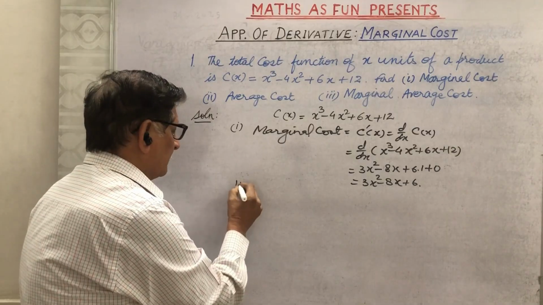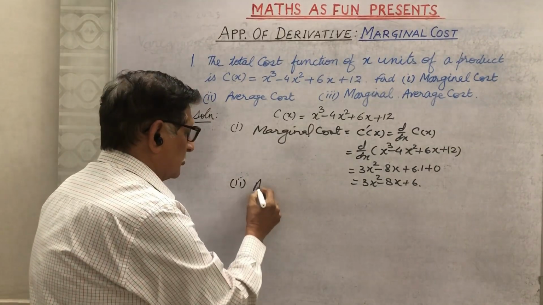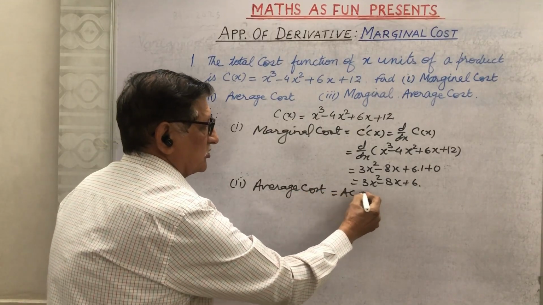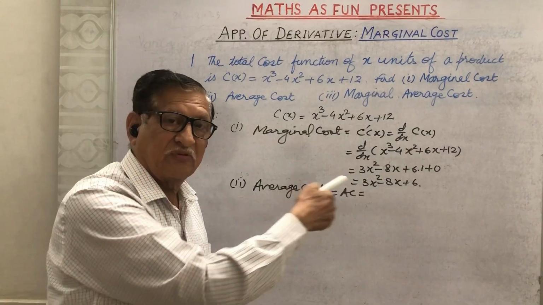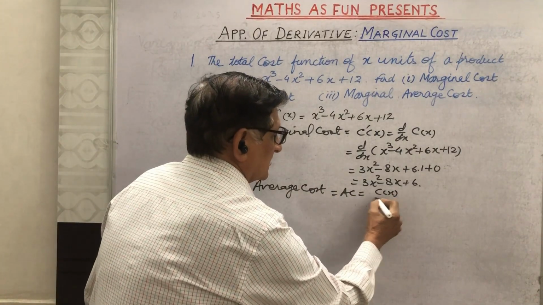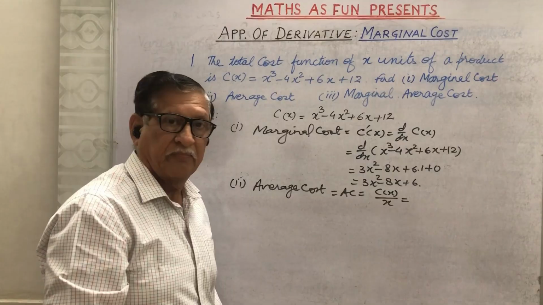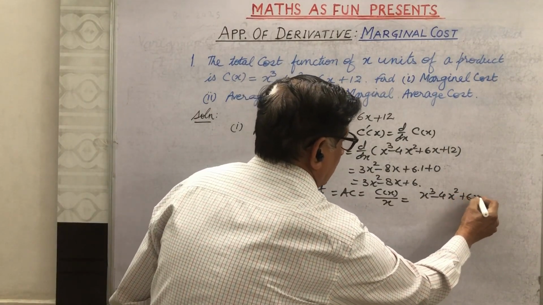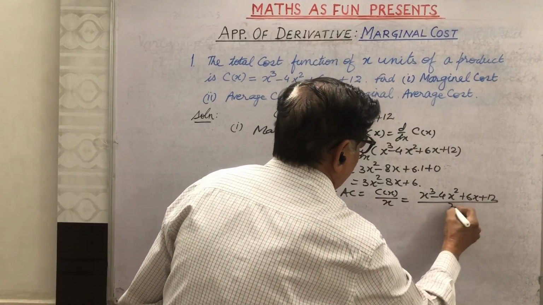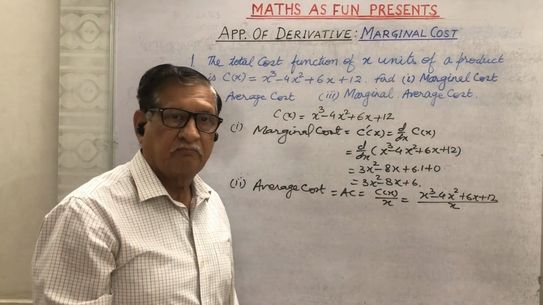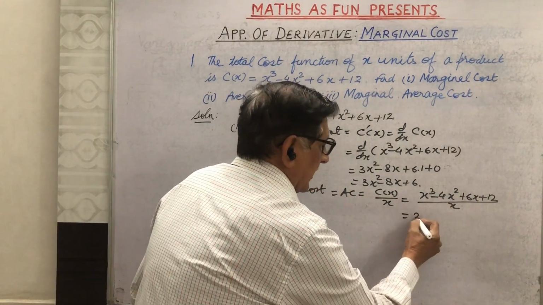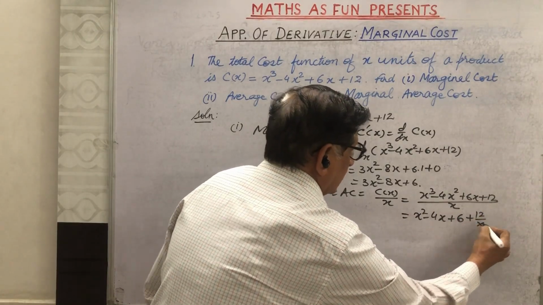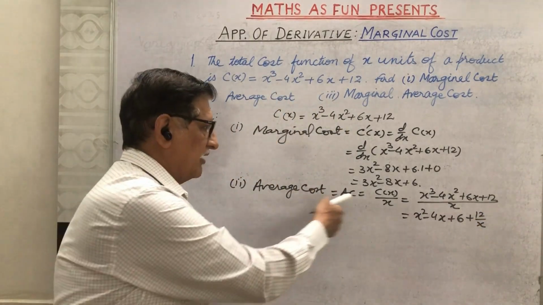In the second part, we have to find the average cost. We know that average cost is C(x) divided by x, that is cost function divided by x. So it is x cube minus 4x square plus 6x plus 12 divided by x, which is equal to x square minus 4x plus 6 plus 12 upon x. This is the average cost function.